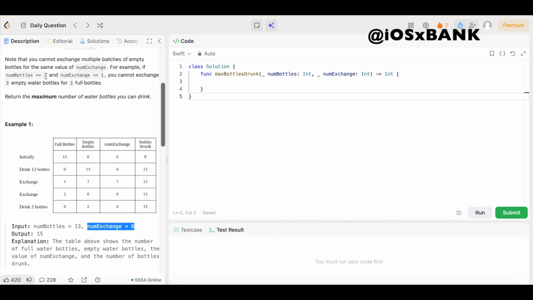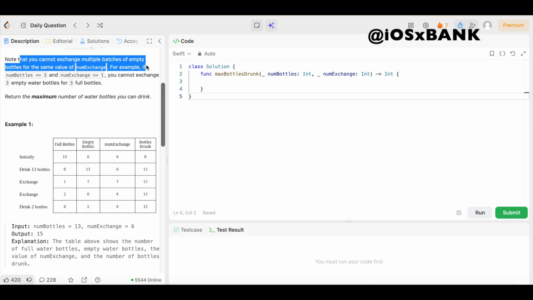Boom. It says right here, once again, that we cannot exchange multiple batches of empty bottles for the same value of numExchange. For example, if numBottles equals 3 and numExchange equals 1, we cannot exchange 3 empty water bottles for 3 full bottles. So that is why right here, after we drank these 13 bottles and now we have 13 empty bottles and numExchange is 6, we can't just trade in 12 bottles and get 2. We can only trade in the 6 that they give us, and now we have 1 full bottle.